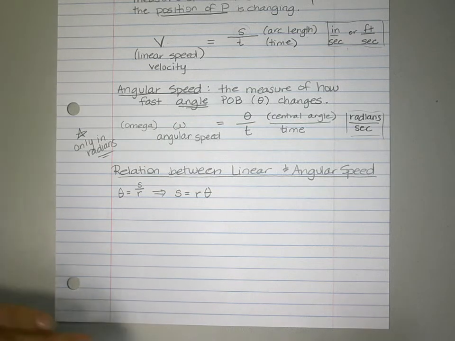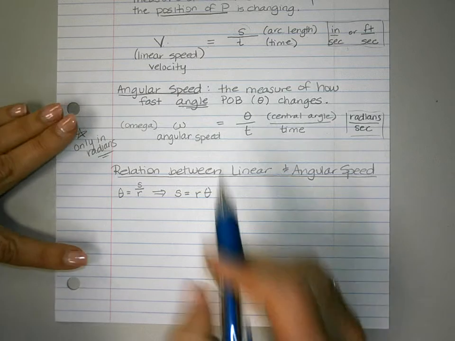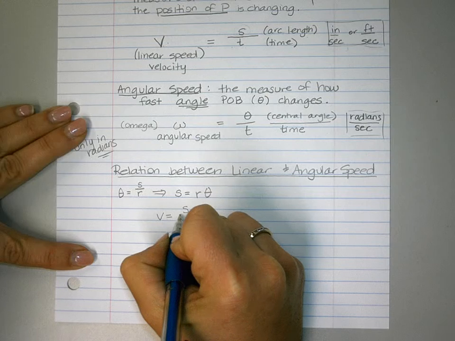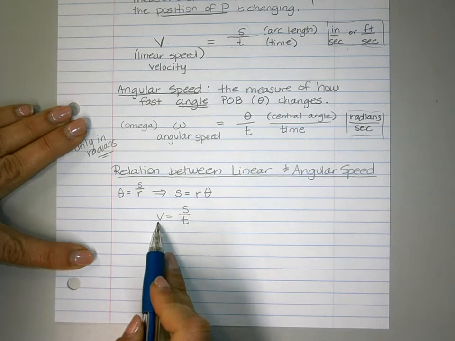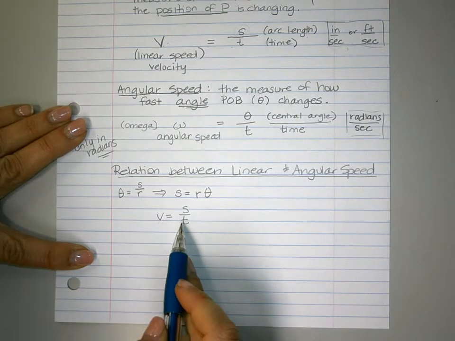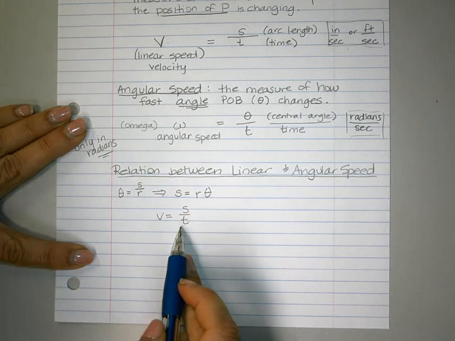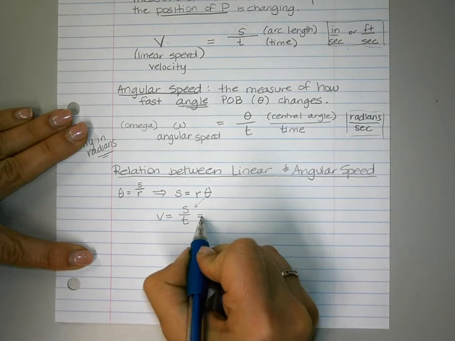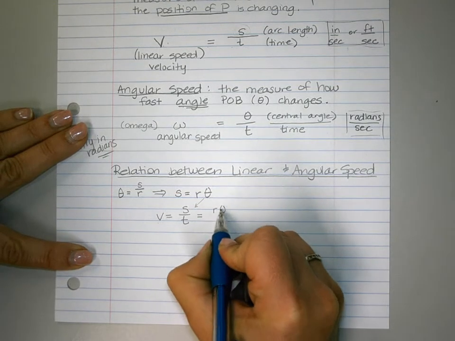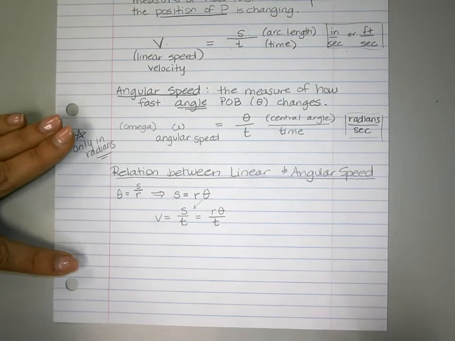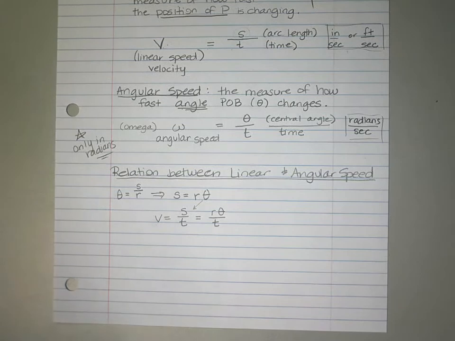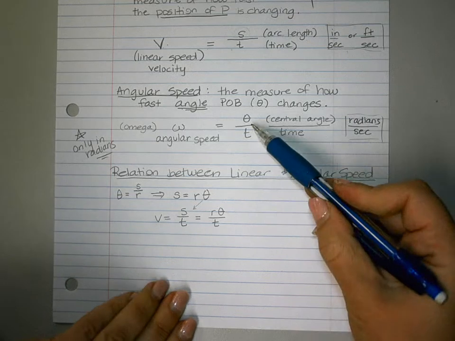Now, if I go back to my linear speed formula, v equals s over t. Velocity is equal to the arc length, how far I'm traveling, divided by the time. I can then do some substitution here and say my arc length is really r times my theta, divided by t, right? I'm just using substitution here, that the arc length is really the radius times the angle divided by my time.